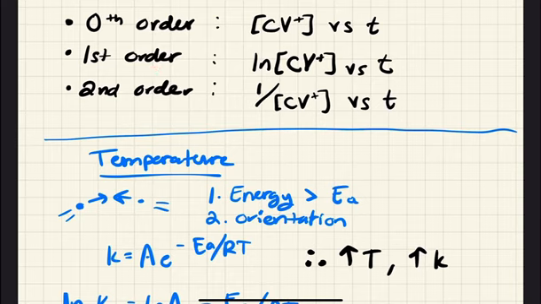If our reactant was 1st order, then the natural log of that concentration versus time would be a linear relationship. And then if it was 2nd order, 1 over the concentration versus time would be linear. So we're actually going to take our data and do each of these transformations to the concentration in order to see which gives the highest degree of linearity.